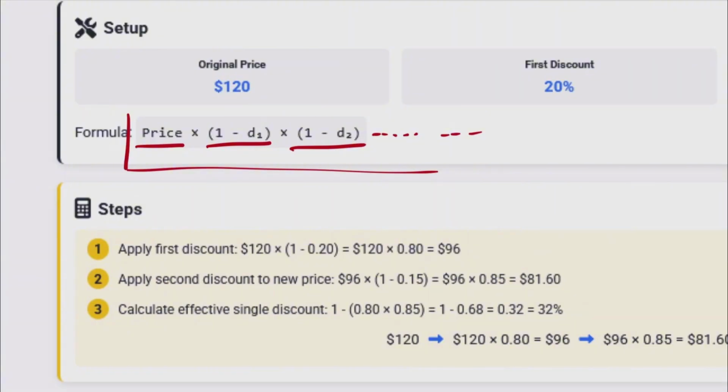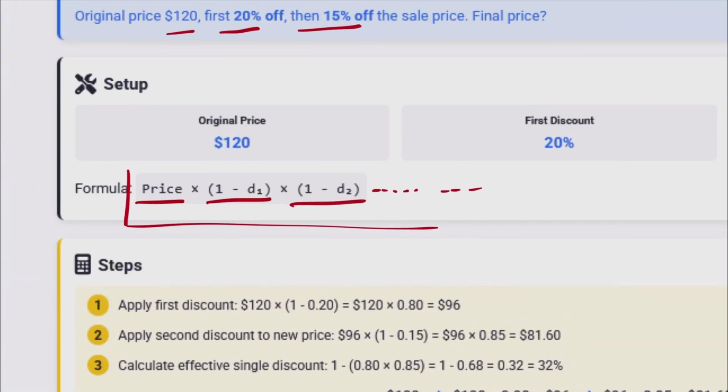What is 1 minus 0.2? Because the first discount was 20%. After that, what you got? $96. $96 is for the first discount. Then I have to apply the second discount. Is 96 times 1 minus 0.15, because it was 15%. So I do have 81.60 itself.